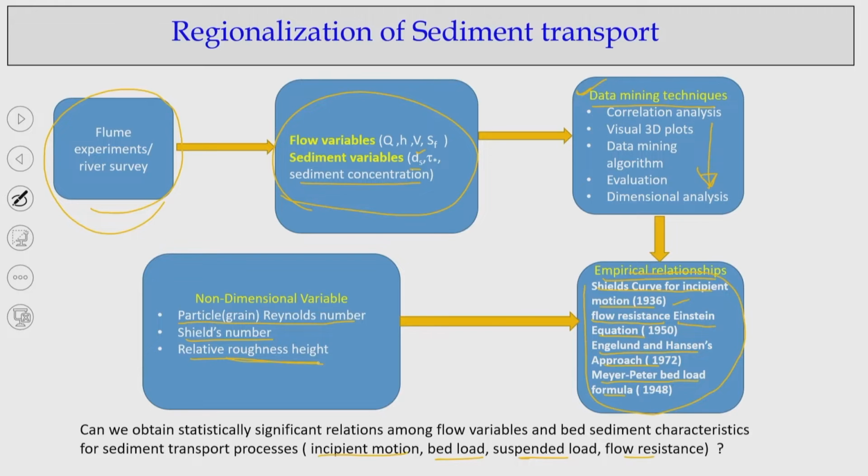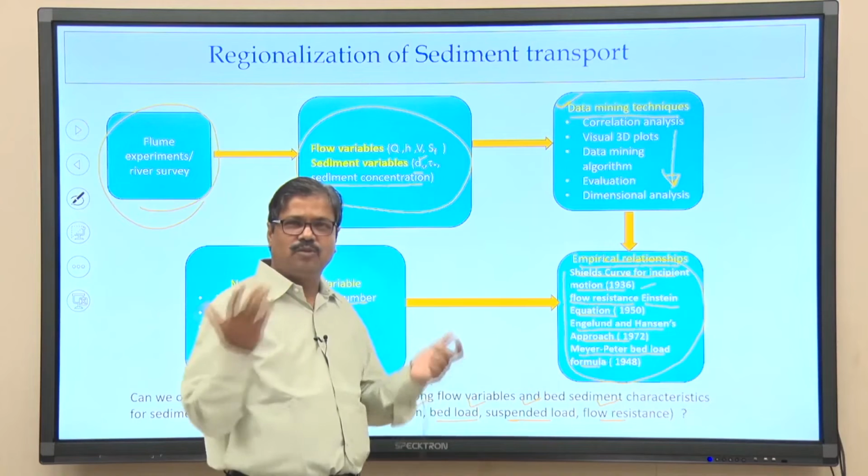So, the question is what we are doing: can you obtain a statistical significance between the flow variables and the bed sediment characteristics for a sediment transport process like incipient motion, bed load, suspended load, and flow resistance? That is the basic question we are going to address today. So, this is the basic conceptual framework.